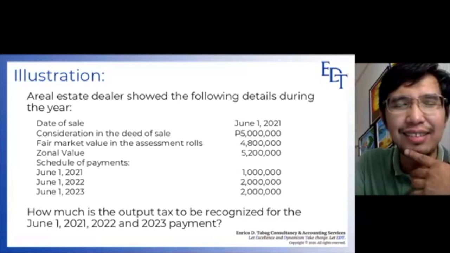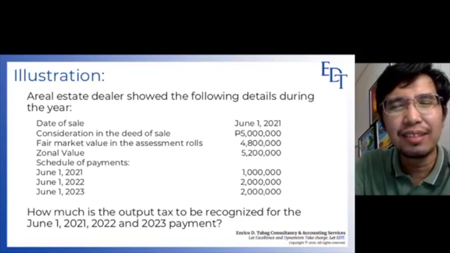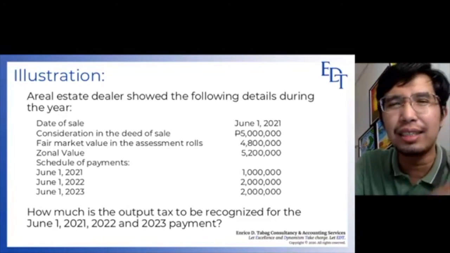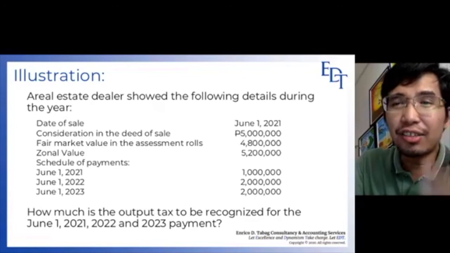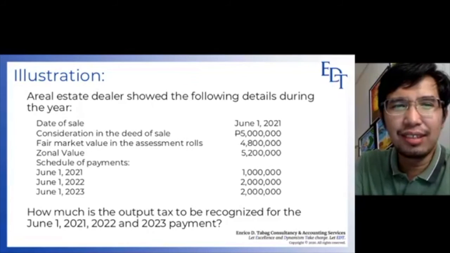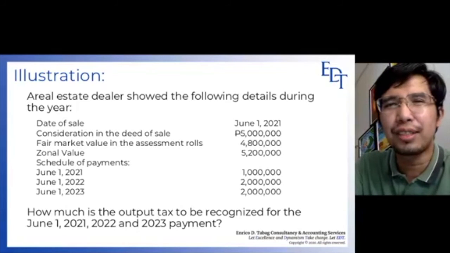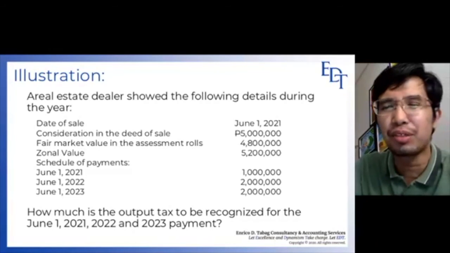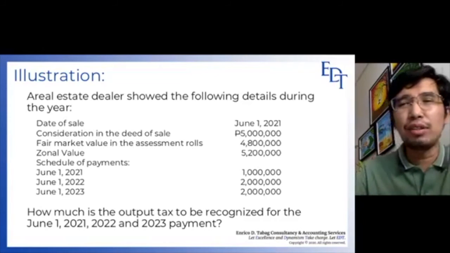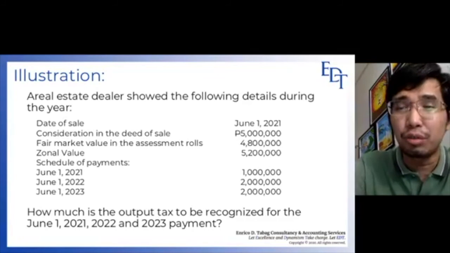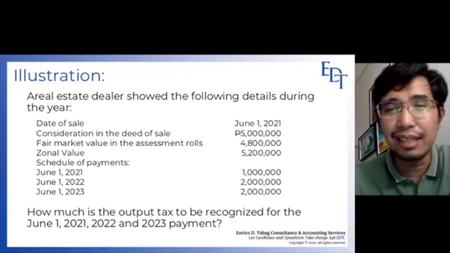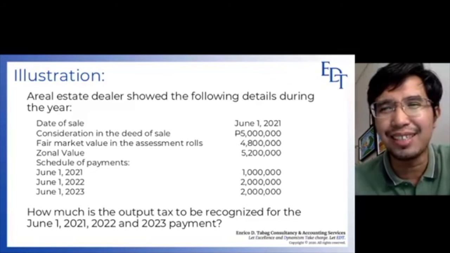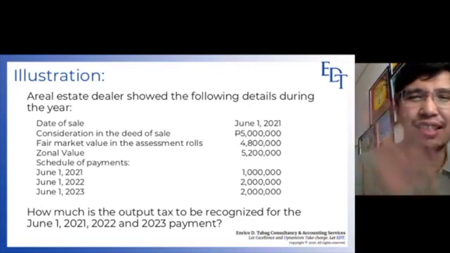Sige, balik tayo. So, the year of sale is 2021, specifically June 1. Consideration or selling price is 5 million. The assessed value is 4.8 and the zonal is 5.2. So, as you can see, the highest among the three amounts ay 5.2. So, we will be using 5.2. In fact, kung hindi utang yan, ang VAT niyan ay simply 5.2 million times 12%, di ba? Kung cash sale yan. How much is the VAT?